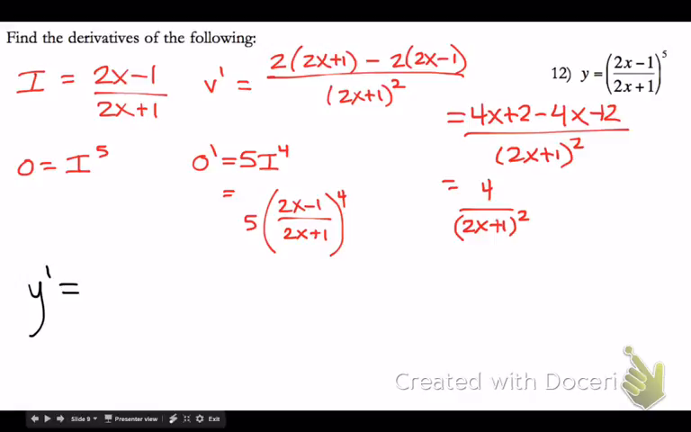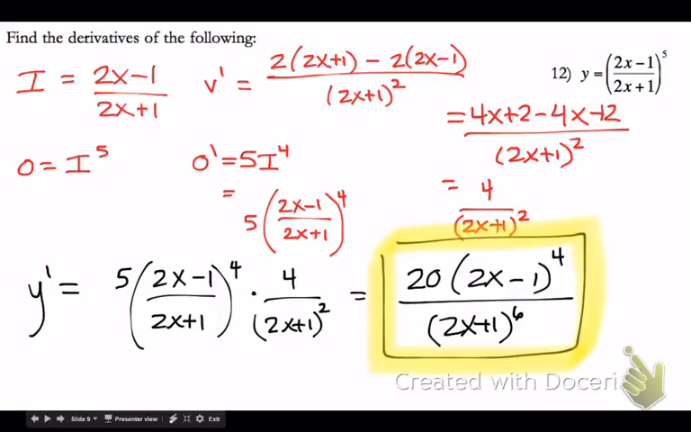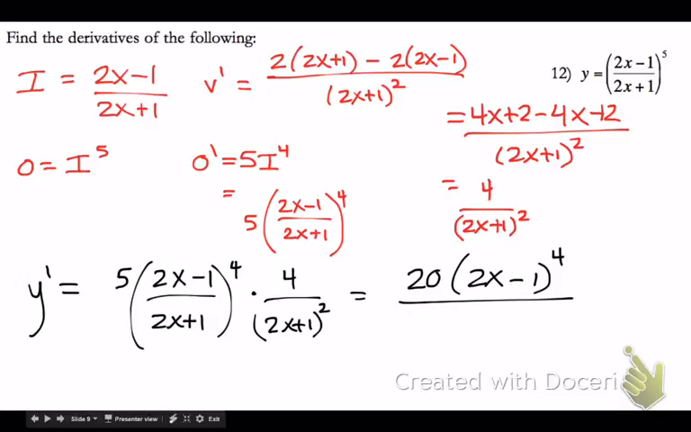All right. So when I do the chain rule, I do the derivative of the outside times the derivative of the inside. So the derivative of the outside is 5 times ((2x minus 1) over (2x plus 1)) to the 4th. And the derivative of the inside is 4 over (2x plus 1) squared, like that. Now, remember earlier how I said our answers may vary? If you got up to here, that's great.